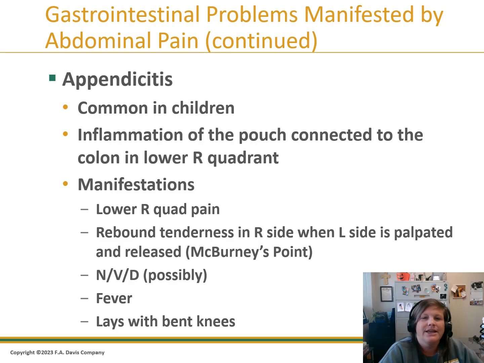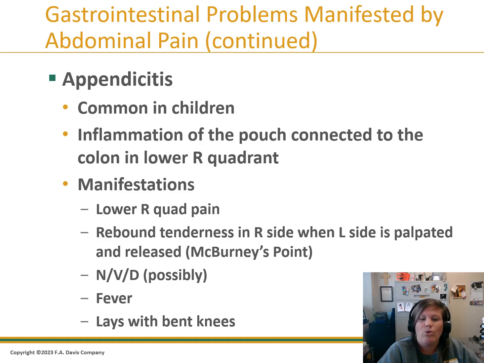It can definitely occur in adolescence and adulthood, but it is very common in children, and so we want to discuss it here. So appendicitis is when there's inflammation of the appendix, or the pouch connected to the colon, that's located in the lower right quadrant of the abdomen. This particular structure becomes inflamed and generally infected, and creates this very continuous pain for the person.